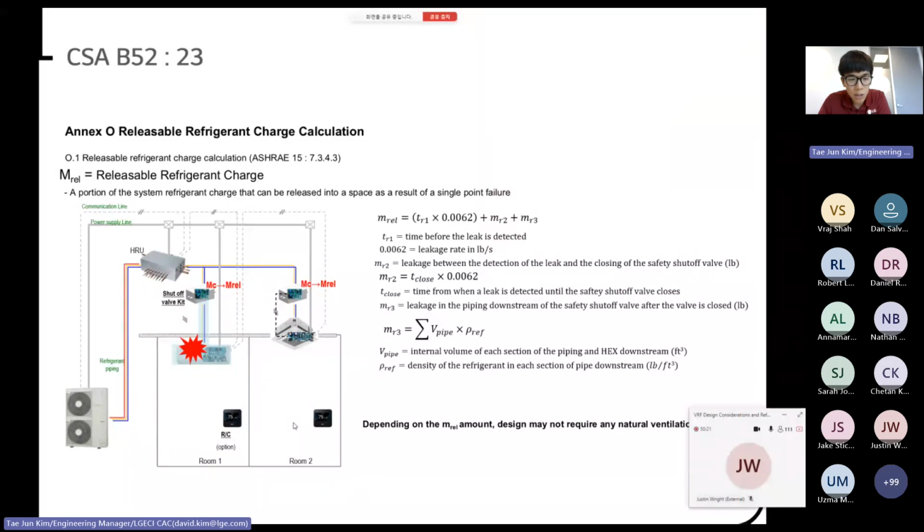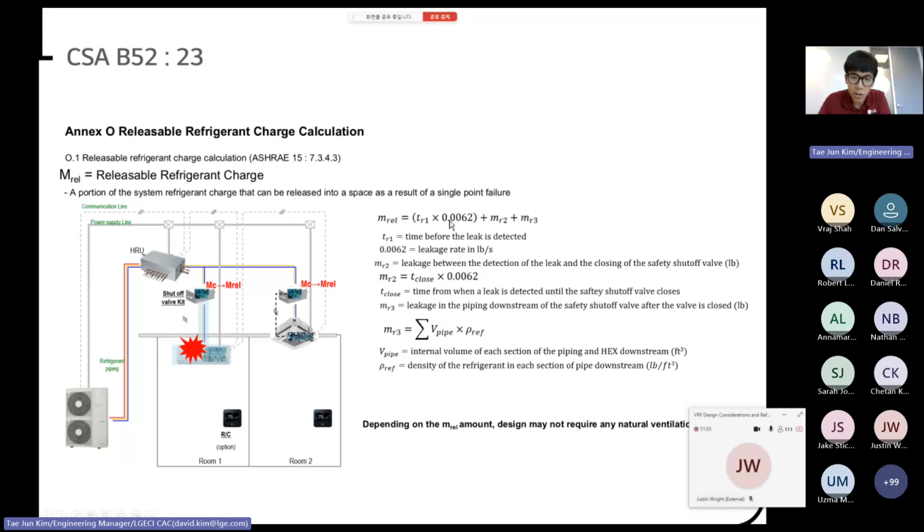However, this concept introduces a shut-off valve, which will initiate when the leak is detected. So when the leak is happening on the indoor unit, the shut-off valve will close itself so that only the refrigerant trapped inside this branch will leak, rather than the entire system leaking through this leak source. The formula to calculate the refrigerant leak is listed in the B52 code as this. There are 3 sections here. Basically, number one is the refrigerant leaked while the leak is detected.